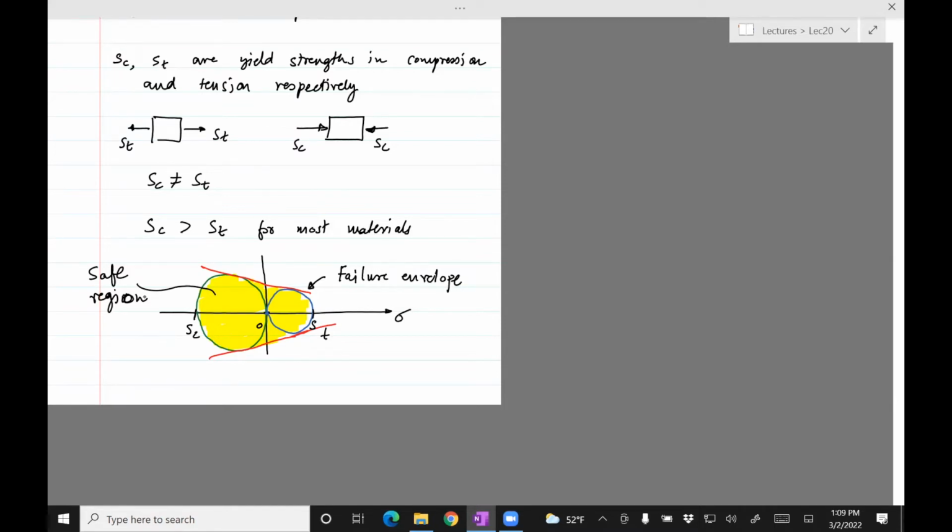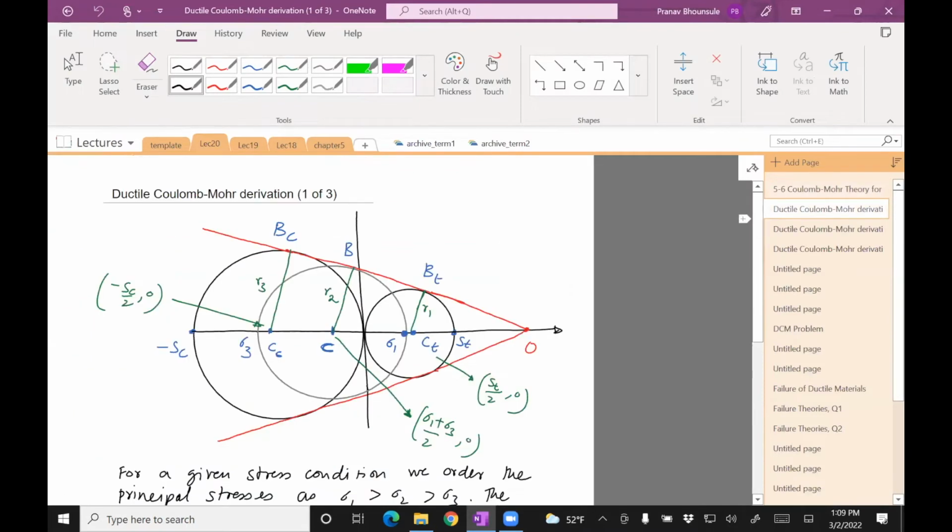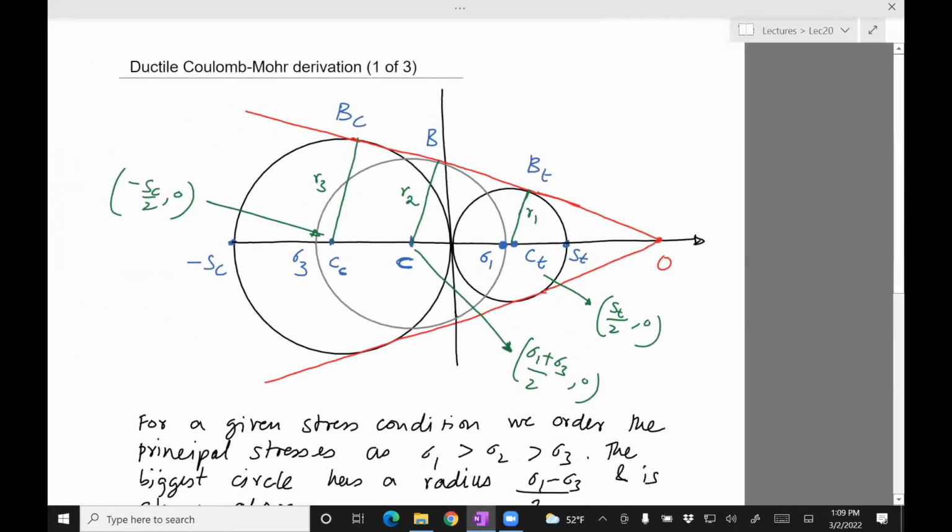Okay, so there is a derivation on computing that safe region, or those red lines, which basically gives you the safe region. And instead of deriving it, which would take me like 20 minutes, I'm just going to go through it quickly. I already shared those notes in the handout section.